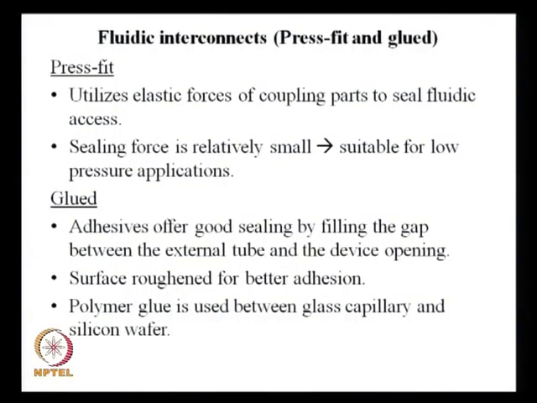Fluidic interconnects. First of all, why do we need fluidic interconnects? You have the silicon or glass or plastic structure in which the channels are embedded. On top of that, you put a lid and bond it using the many bonding techniques we have: anodic bonding, direct bonding, using glue, adhesives. So, we have discussed several methods. You have already bonded one layer on top of the other. So, now the microstructured device is ready.